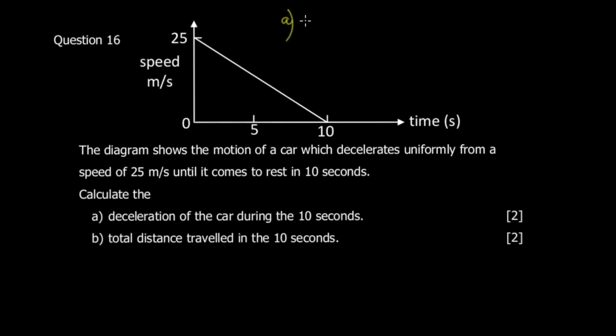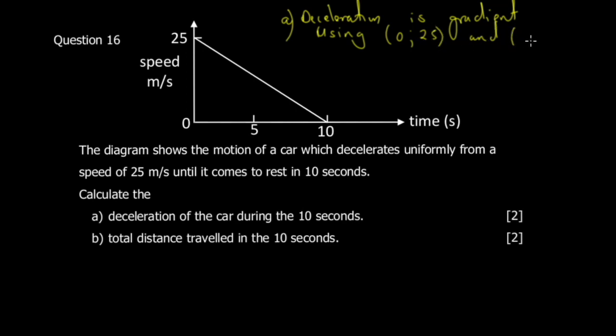And you know from graphical analysis that deceleration is gradient. That's the first thing that we need to be clear on. Then if it's gradient, how do we find it? We know from graphical analysis that we need 2 points. So you can say using 0, 25 here and 10, 0, like this.